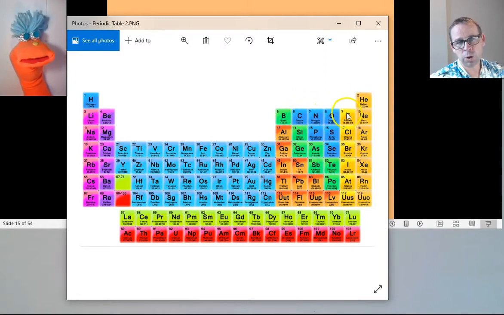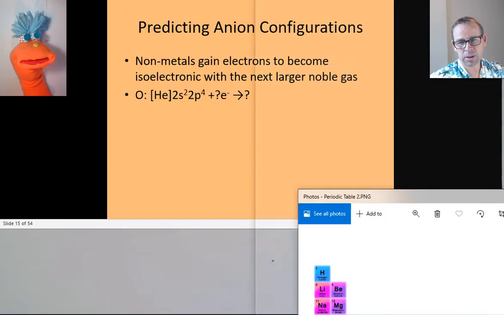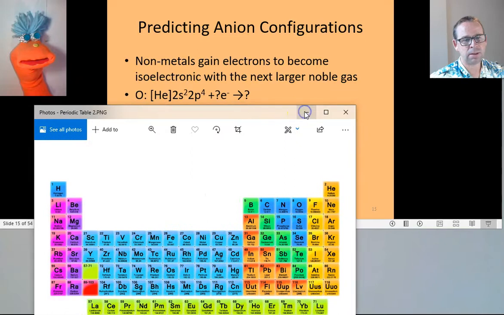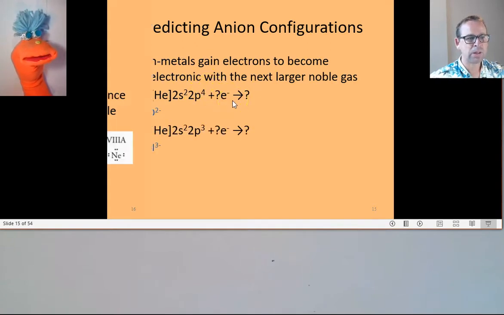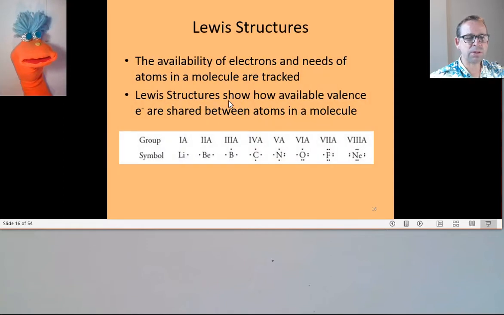The nitrogen we know wants to gain 3 to become like neon. Sulfur gain 2, right? Bromine gain 1 to become like their nearest noble gas, right? But in terms of electron configuration, you can see how gaining those 2 electrons will fill the empty subshell. Okay? All right. Now, we get to talk about something that's a lot of fun.